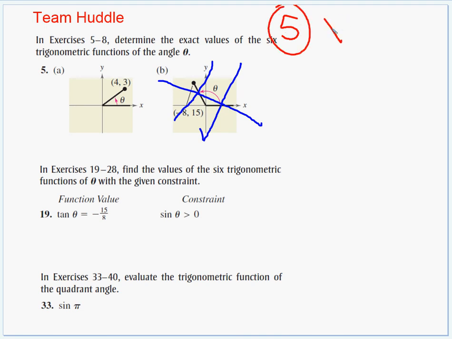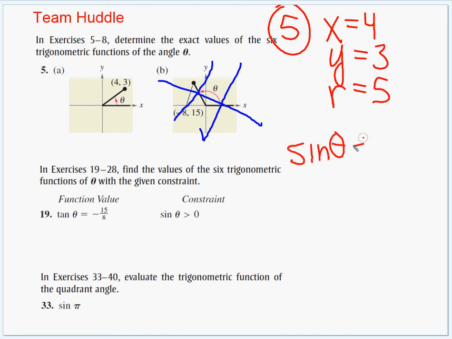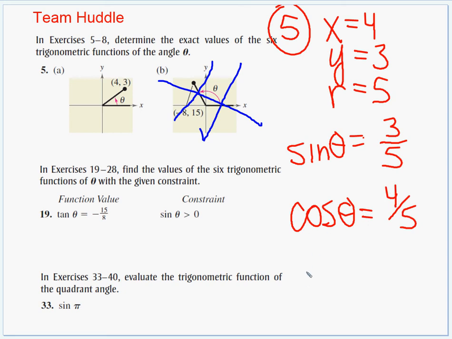So for number 5, x is 4, y is 3, and if you do the Pythagorean theorem, r is 5. It's a 3, 4, 5 triangle. So our sine value is y over r, 3/5. Cos is x over r, 4/5. And then tan is y over x, 3 over 4, 3/4.